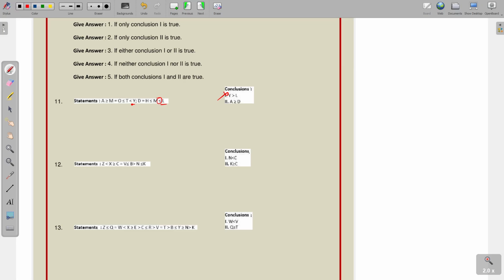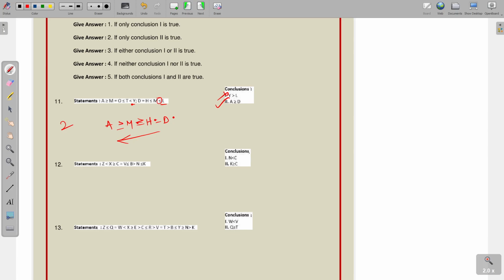Second one, A greater than or equal to D. So, A here and D here. So, A greater than or equal to M equal to and greater than or equal to H, and H equal to D. So, this one is obviously correct. Only 2 follows. Next, question number 12.